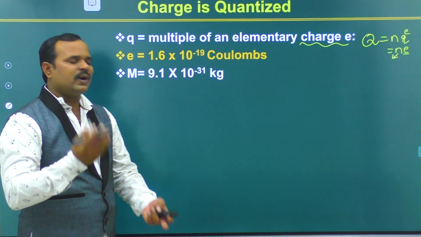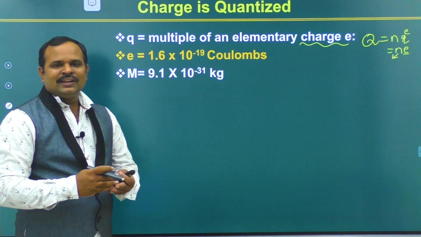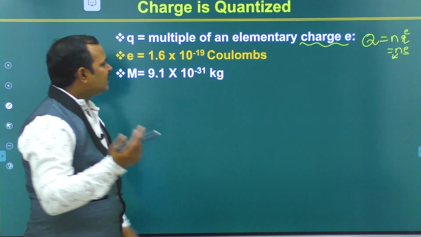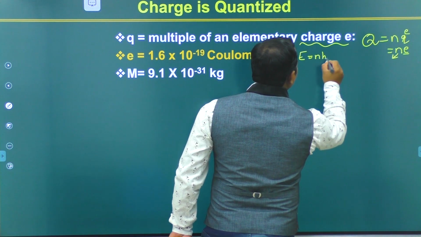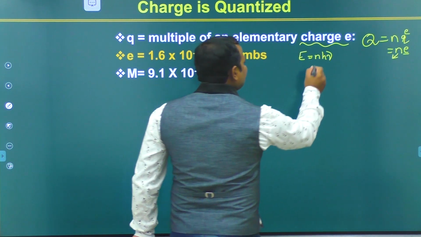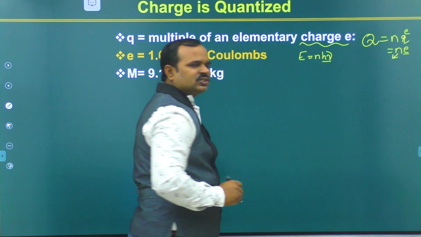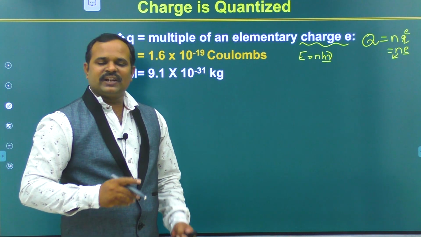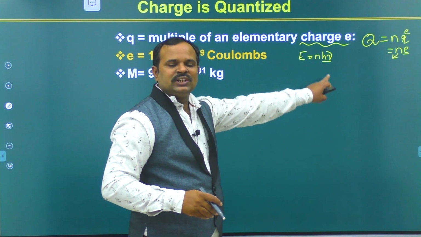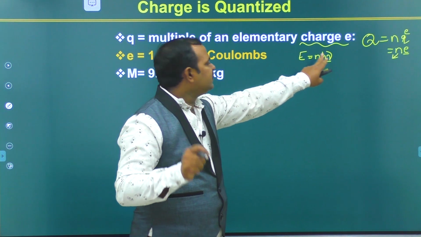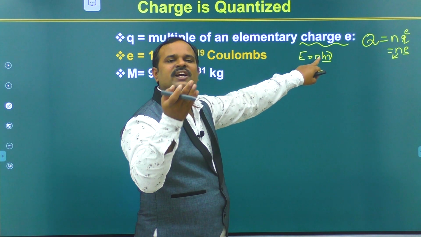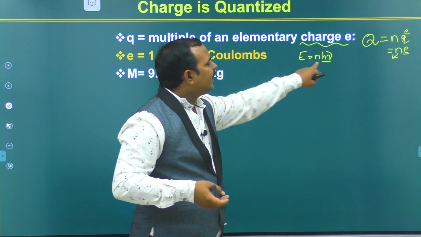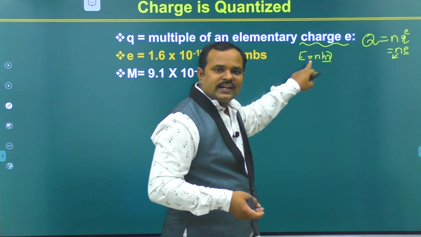The charge is quantized, like similarly energy is quantized. We can express energy E is equal to n h nu. Here n is the number, h is the Planck's constant, nu is the frequency of the radiation, and h nu is the energy. The total energy can be expressed in terms of integral multiples of a small quantity. That small quantity is h nu. So here also we can say energy is quantized.